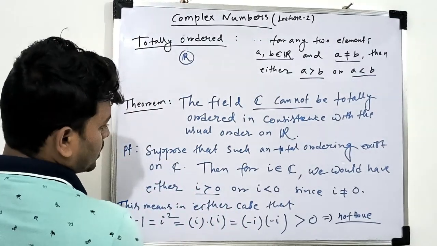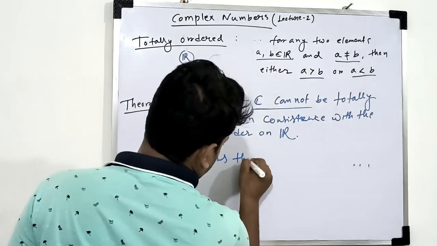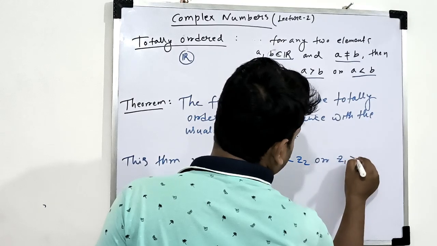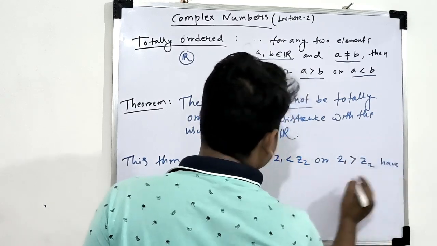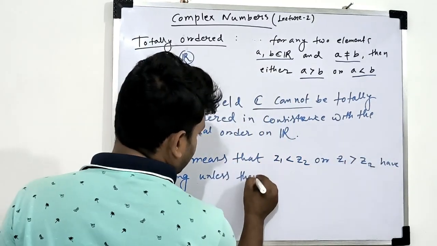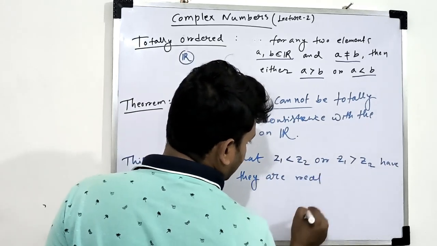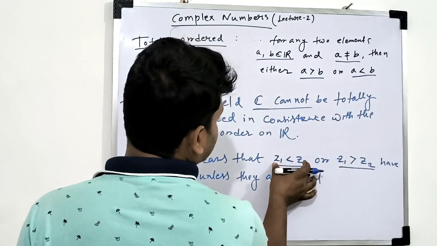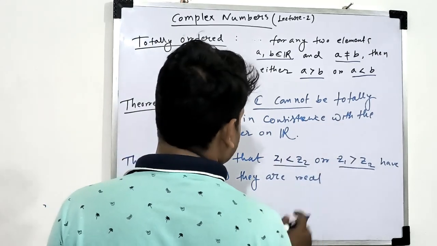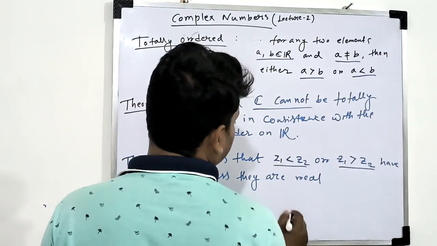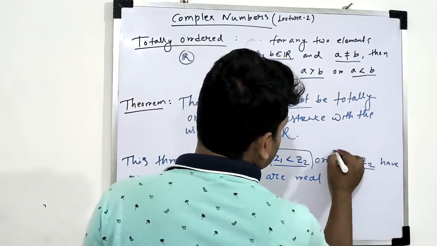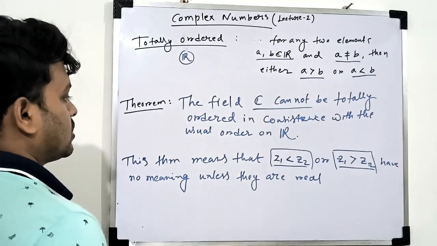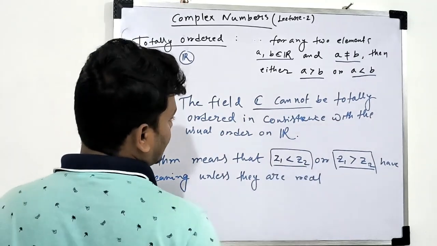You can note that this theorem means that z1 less than z2 or z1 greater than z2 have no meaning unless they are real. If z1 and z2 are real, then the relation between these two elements has a meaning. But if they are complex, we cannot write in this manner. Between two complex numbers, we cannot compare as greater than or less than.